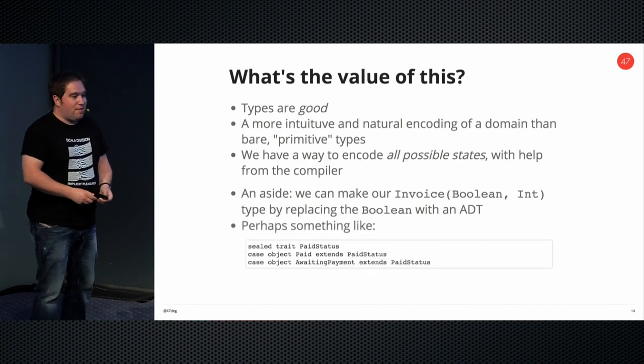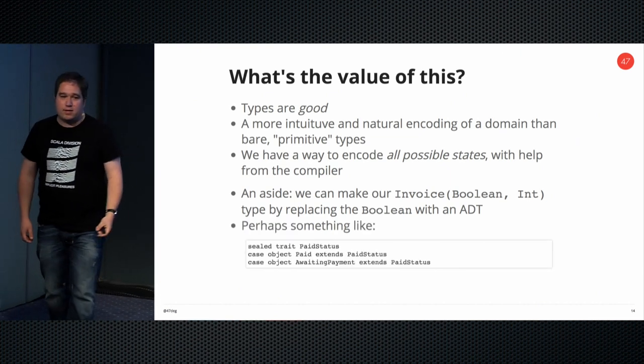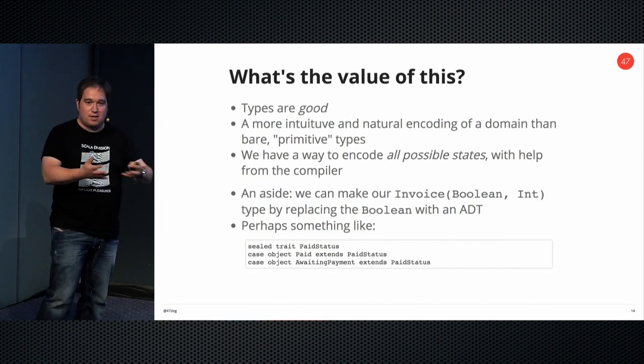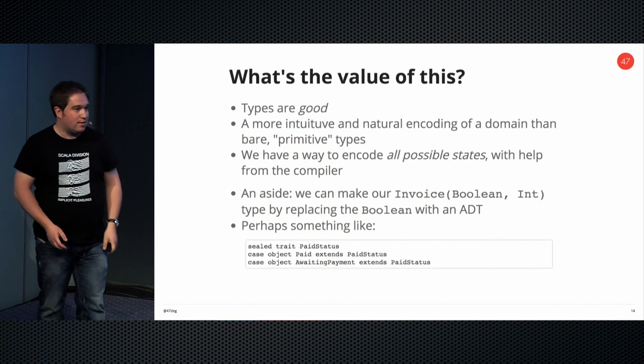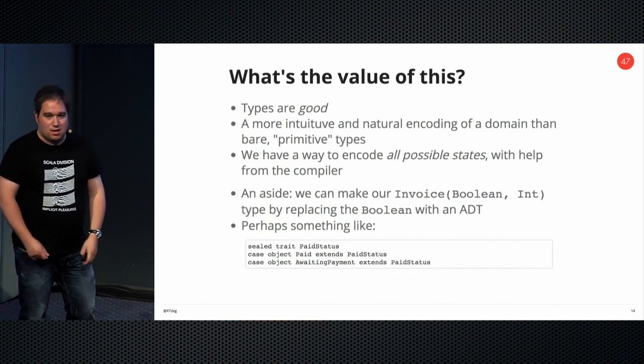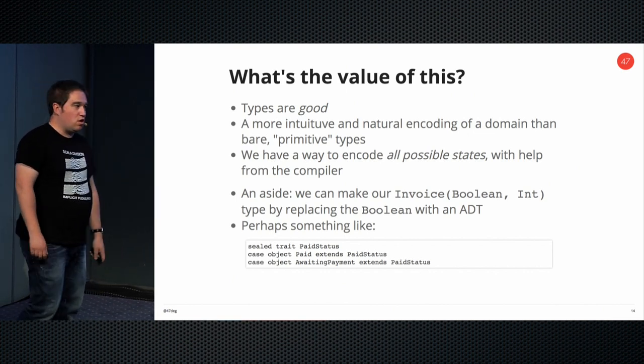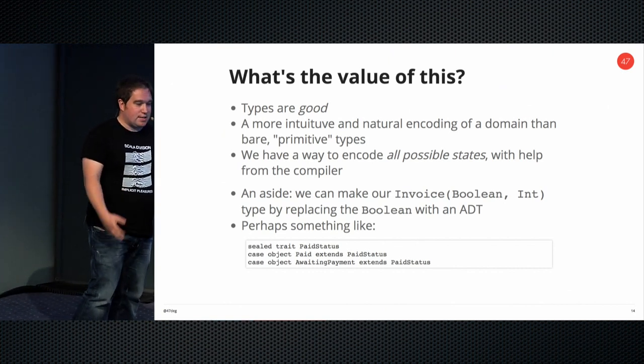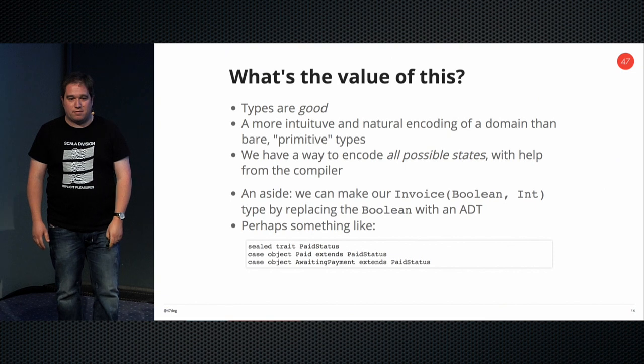So perhaps something like this could have been more appropriate. Just some kind of marker trait, maybe, to say what the true and false actually mean. Then when you come back to this code in 6 months' time, or your colleague looks at it, or you have some debugging, this will be quite helpful.